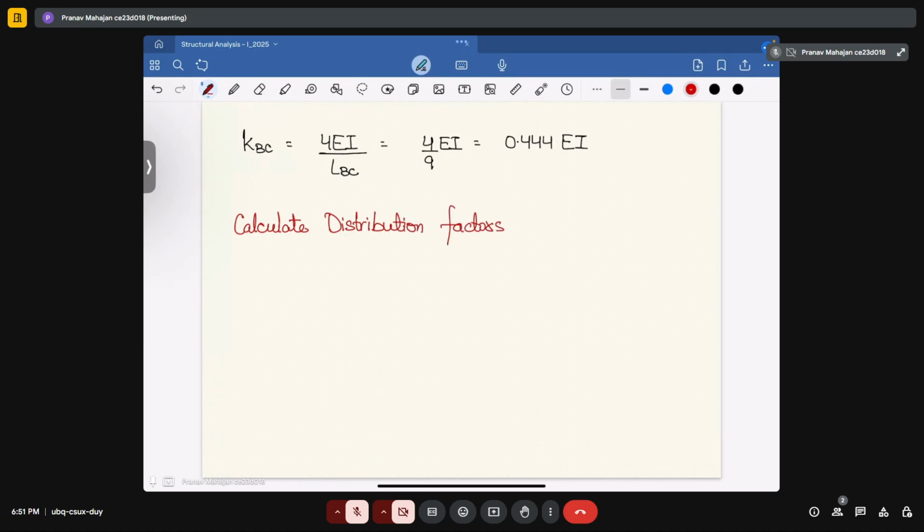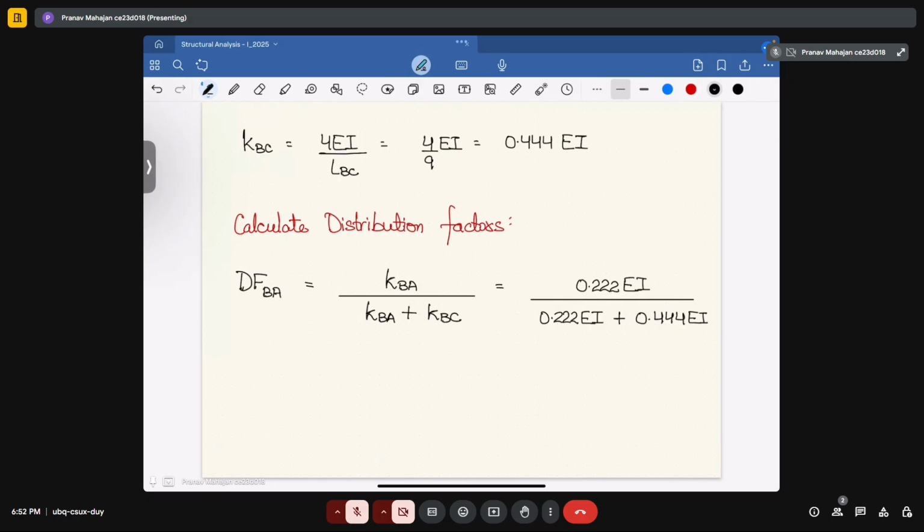So how will you calculate the distribution factors? You will take DF of BA equal to K of BA divided by K of BA plus K of BC, and that will come out as 0.222 EI divided by 0.222 EI plus 0.444 EI, and this will give you the value as 0.222 divided by 0.666, and that will give you the value equal to 1 upon 3.